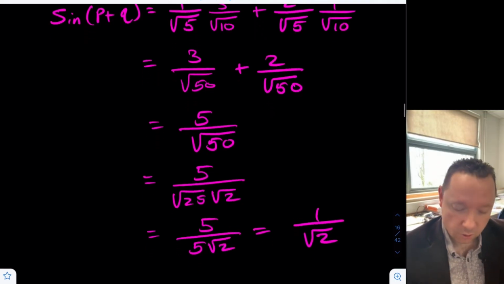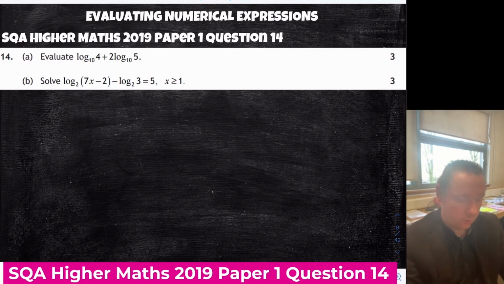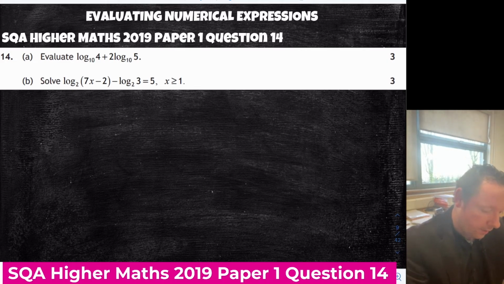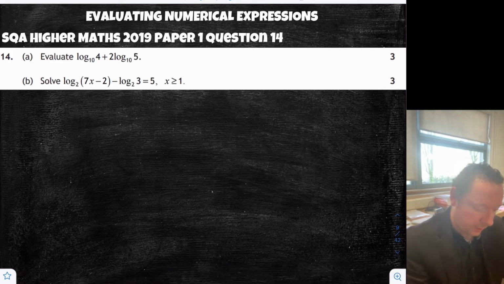So it's 1 over root 2. And you're done there. Okay, evaluating numerical expressions, SQA Higher Maths 2019, paper 1, question 14. Part A, evaluate log 10 4 plus 2 log 10 5.